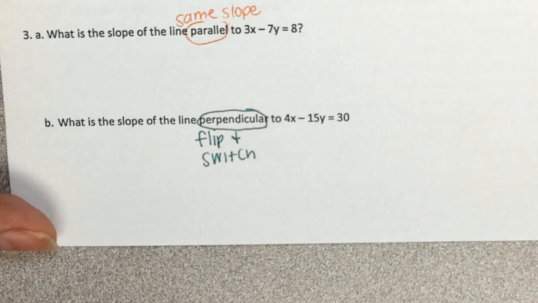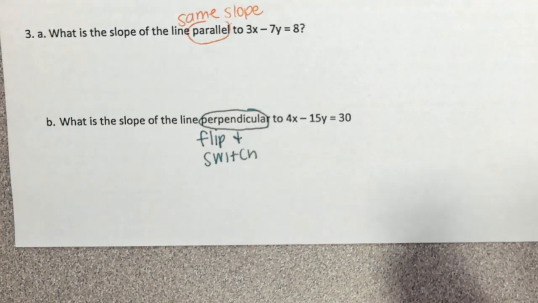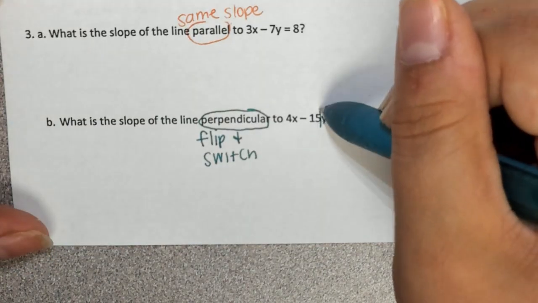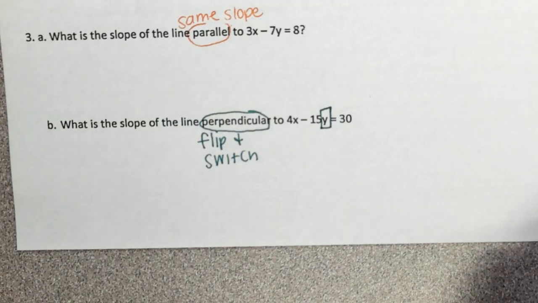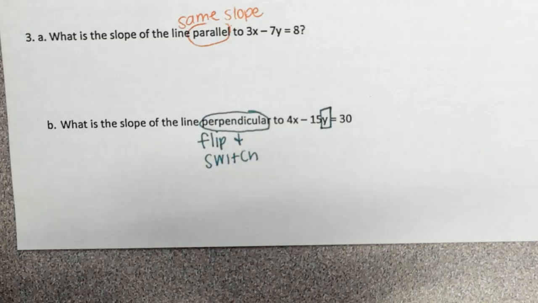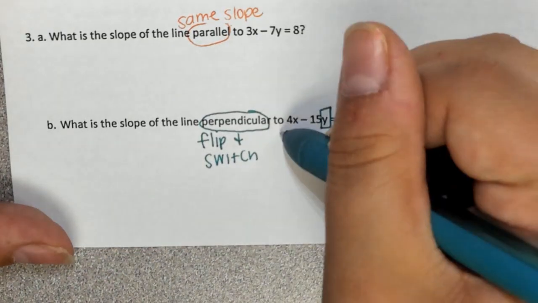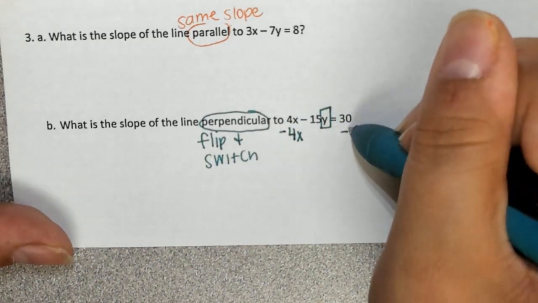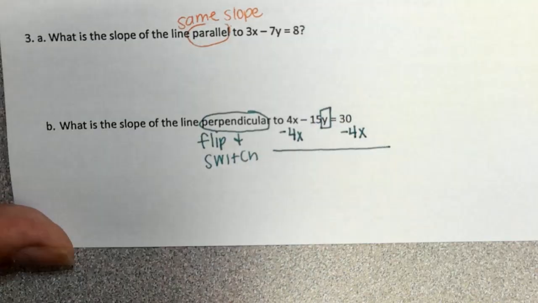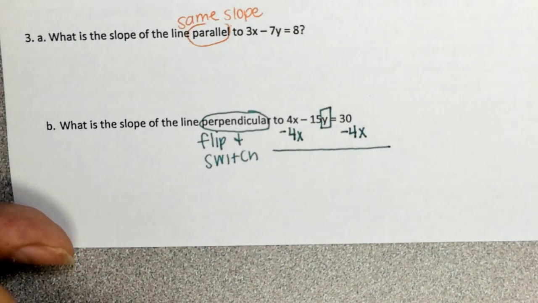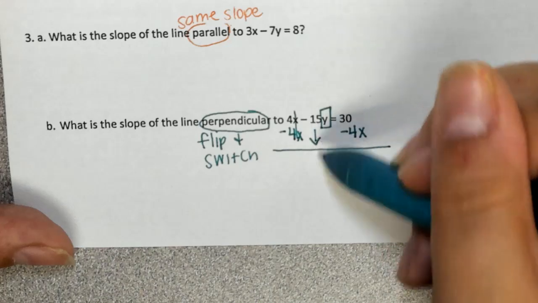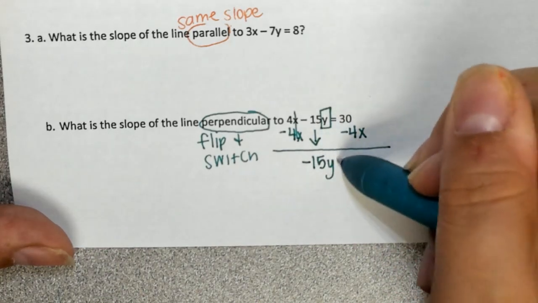Now, you cannot look at these equations and know the slope just by looking at them. Why? They're in standard form. Standard form does not tell me my slope. What am I going to have to do? Get it into slope-intercept form to get y by itself. How do I do that? Get rid of your x, so I'm going to subtract 4x from both sides. Y'all good with that? Don't forget to bring down that negative in front of the 15.